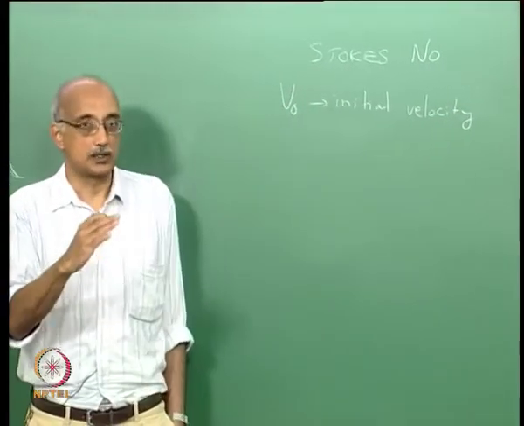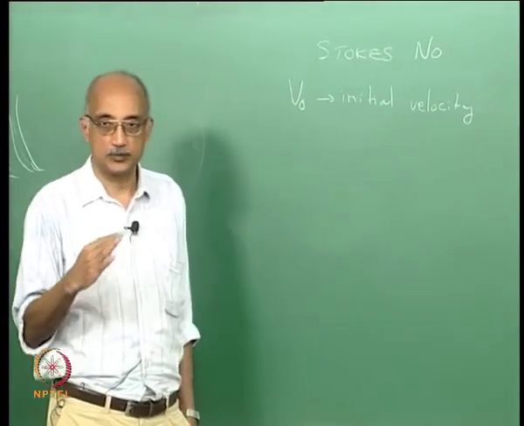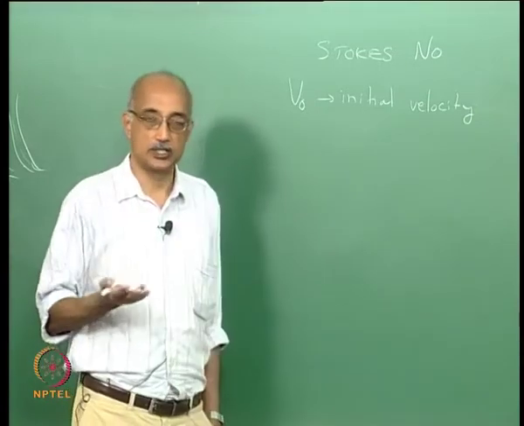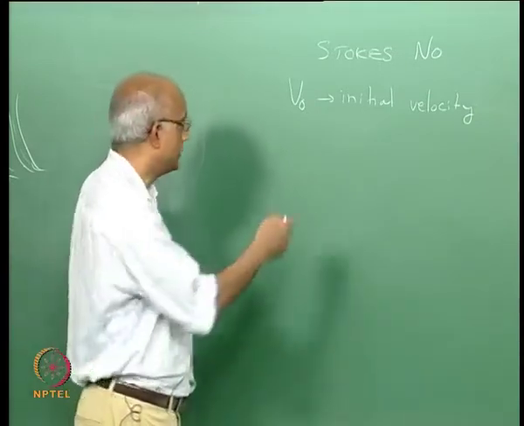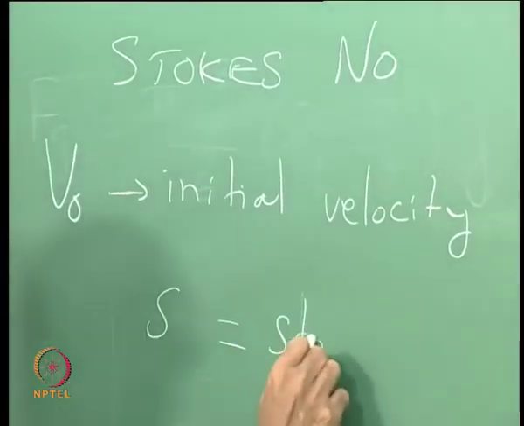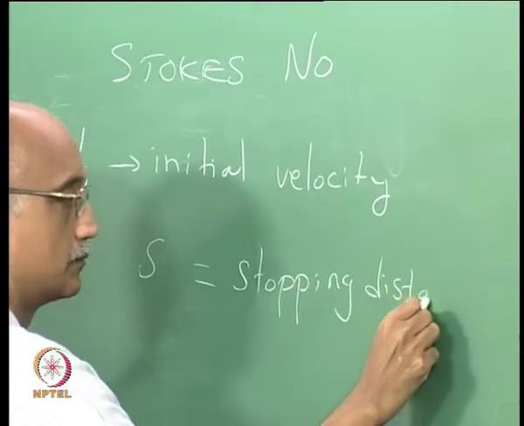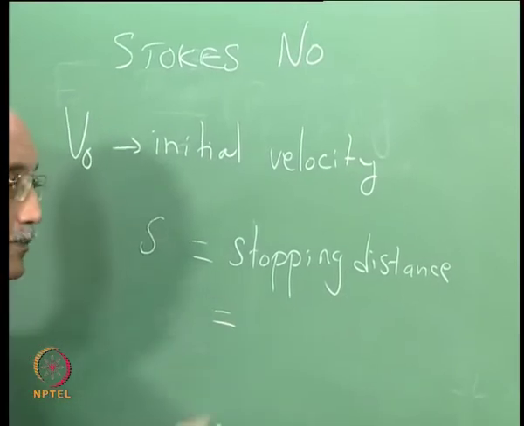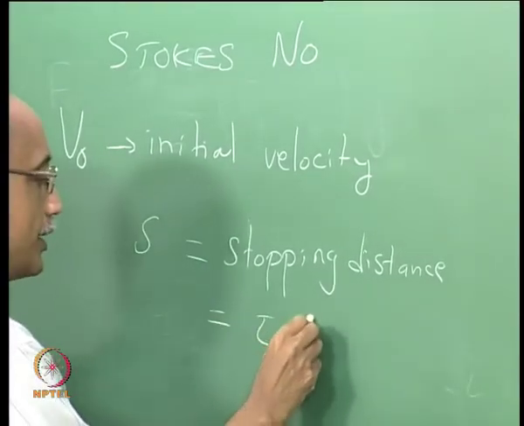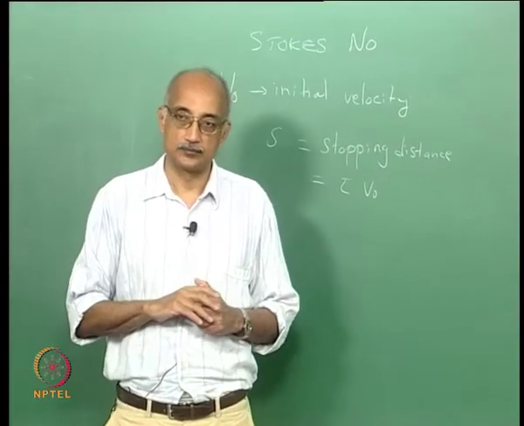What is its stopping distance? In other words, how far will it go before it comes to a stop? Now that's something you can basically obtain by taking the velocity equation and integrating it. When you do that, you find out that the stopping distance s is simply relatable to the particle relaxation time tau multiplied by v0, the initial velocity of the particle.